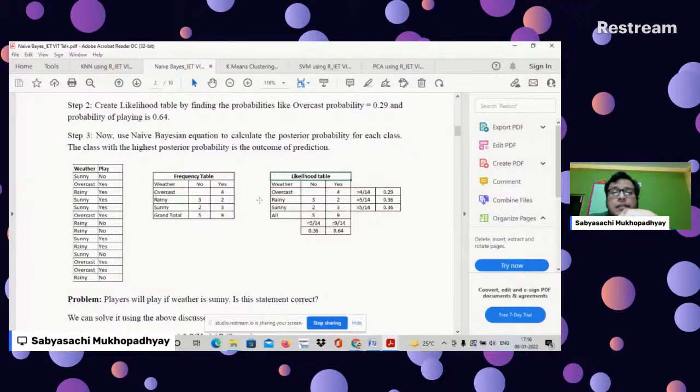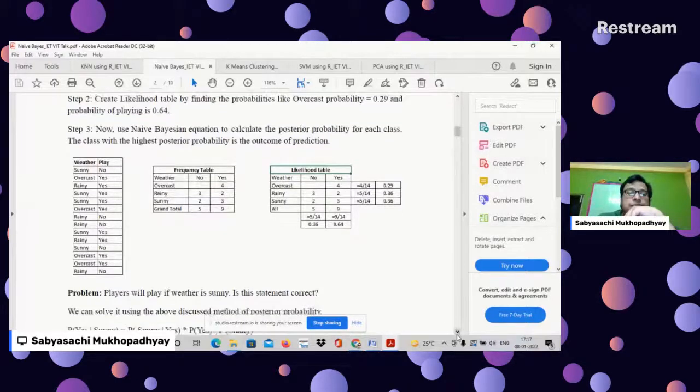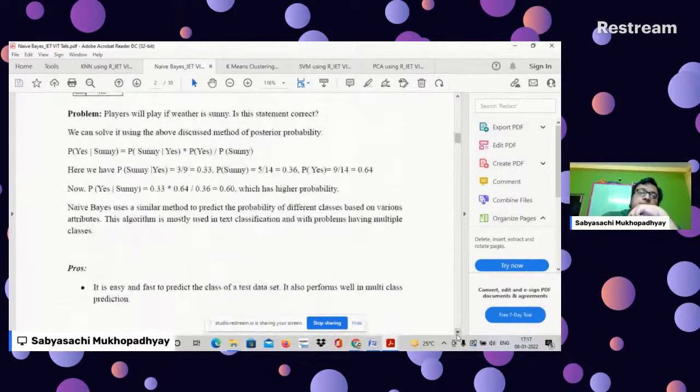What is the probability of the overcast? 4 by 14, that is 0.29. What is the probability of the rainy? 5 by 14, that is 0.36. What is the probability of the sunny? 5 by 14, that is 0.36. Now, the problem statement is given like this: players will play if the weather is sunny. Is this a correct statement?